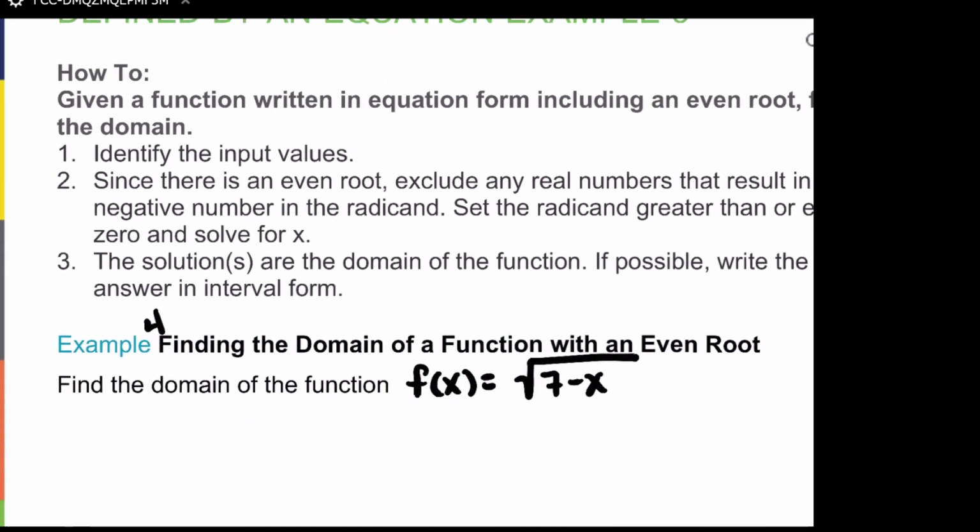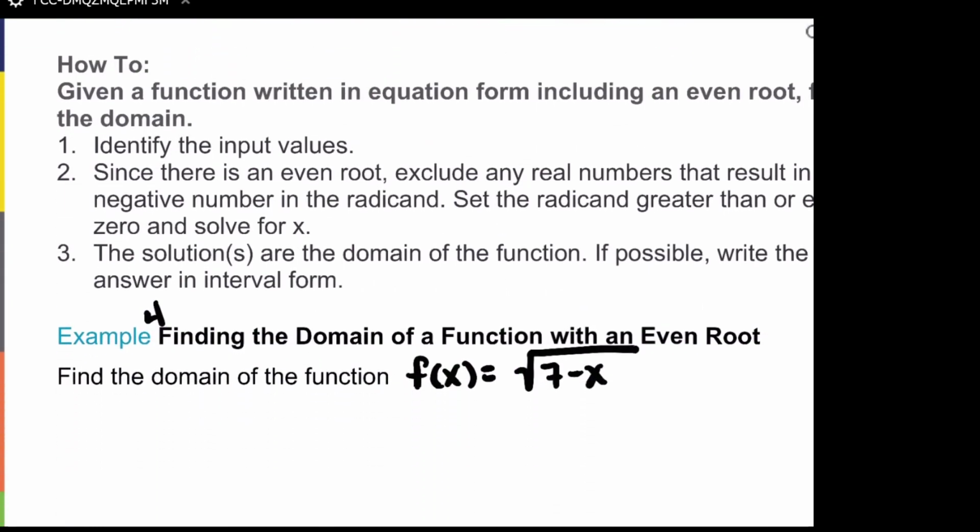All right, so now we're going to do the roots, and I know I mentioned how to do that a little bit in the other one, but they put it here too. So again, you're going to identify the input values. Since it's an even root, that means that the radicand has to be positive or 0. So whatever's on the inside here has to be a positive number. So that means that 7 minus x has to be greater than or equal to 0. If it's a number less than 0, then you're going to get an imaginary number, and we want a real number. So our domain are the numbers that are going to be inputted for x that will yield a real number for the output.